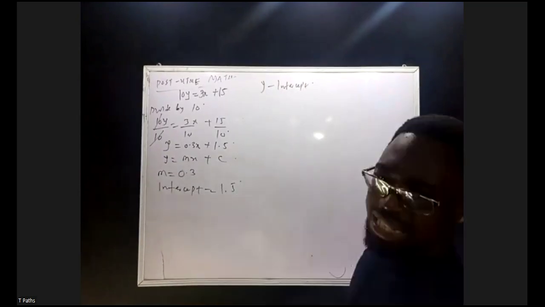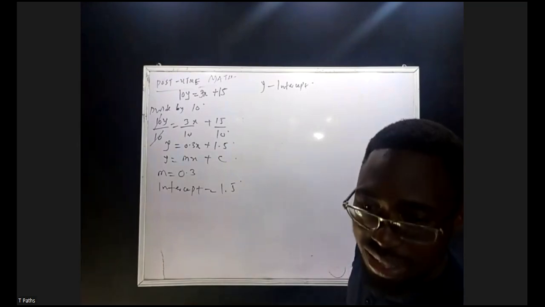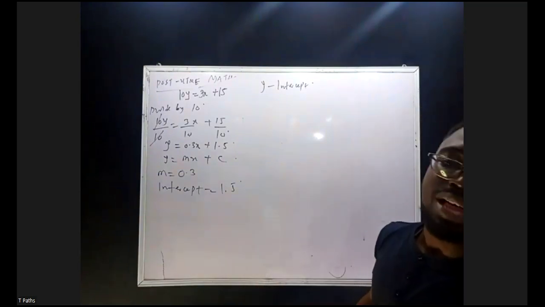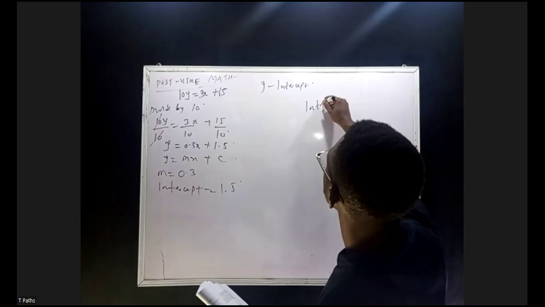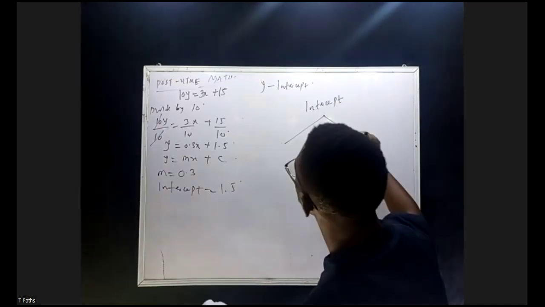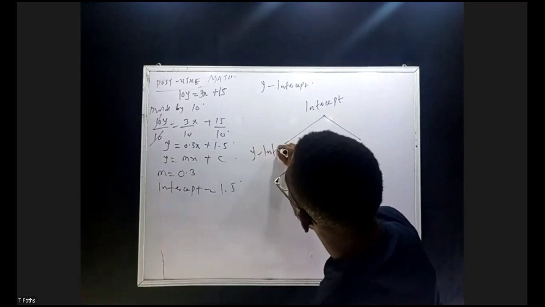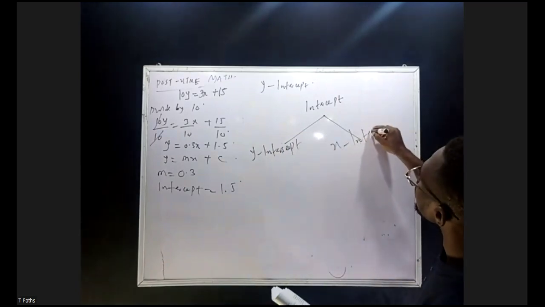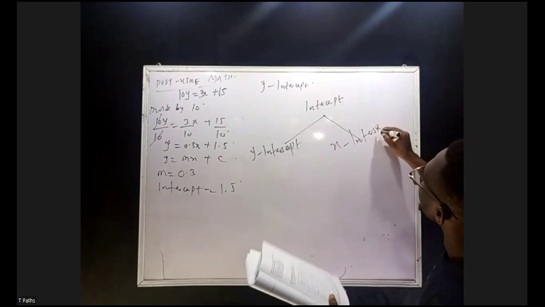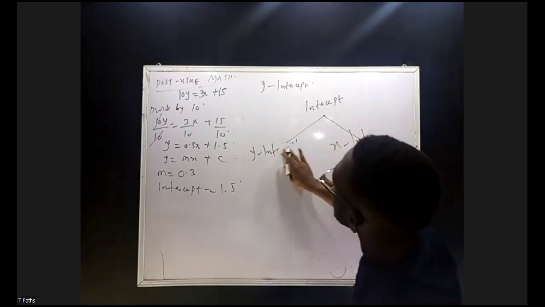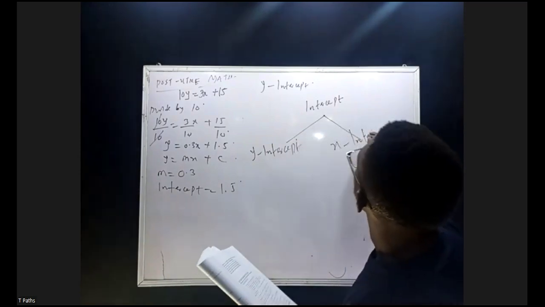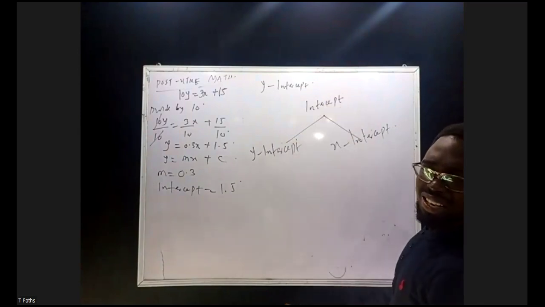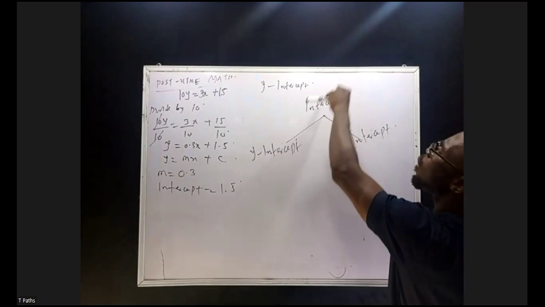Are you not meant to ask me that, sir? You have been saying intercept. What do they now mean by y-intercept? What is the difference between intercept and y-intercept? Class, let me now tell you this. Intercept is of two types. The first one is called y-intercept, and the second one is called x-intercept. We have the y-intercept. We also have the x-intercept.